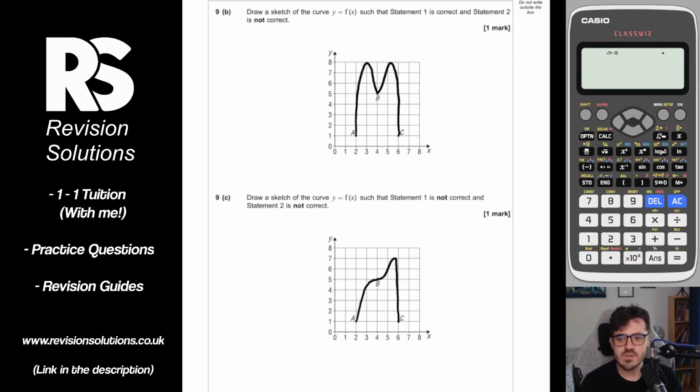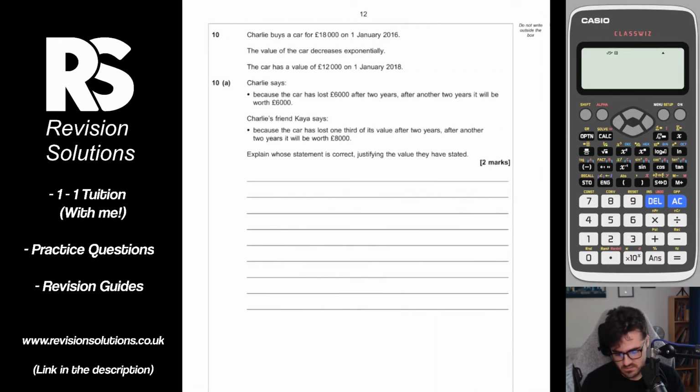Moving on now to question 10. It says, Charlie buys a car for £18,000 on the 1st of January 2016. The value of the car decreases exponentially. The car has a value of £12,000 on the 1st of January 2018. Charlie says because the car has lost £6,000 after 2 years, after another 2 years it will be worth £6,000.